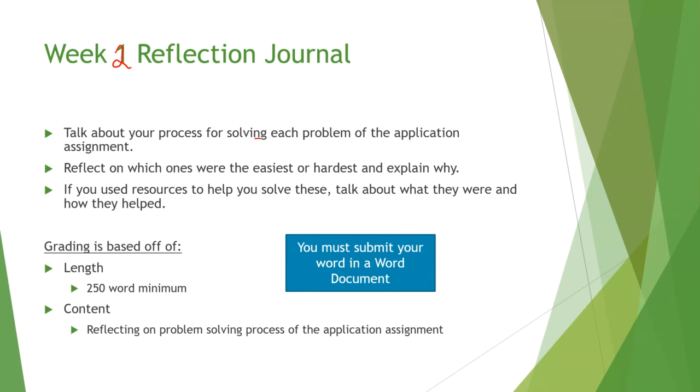So just like the week 1 reflection journal, this is about your problem solving process on the application assignment. So it's not a reflection on the week overall, it's on the assignment specifically. And so you want to talk about the things that you struggled with, what helped you figure things out, if you got help, what that help was, where you found it, all of that. It's going through your thought process.